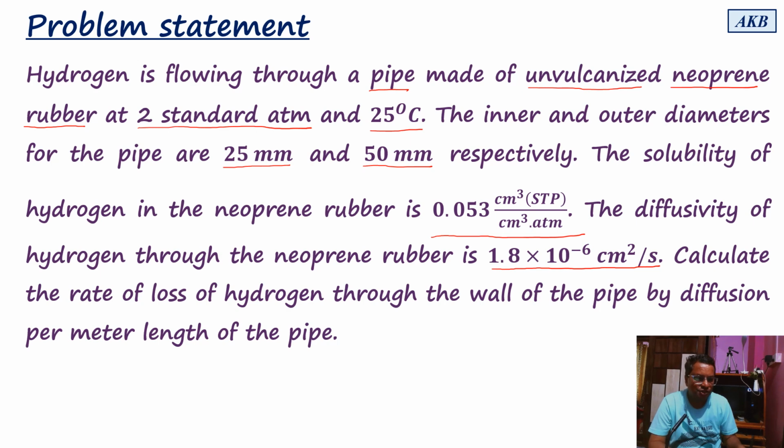So based on this information, we are supposed to calculate the rate of loss of hydrogen through the wall of the pipe by diffusion per meter length of the pipe. For the diffusion occurring through the wall of the pipe, we are supposed to find the rate of this diffusion per unit length of the pipe. That means in this case, the length of the pipe is indirectly given to us. Okay, so let us first collect all the given information and then we will solve that.